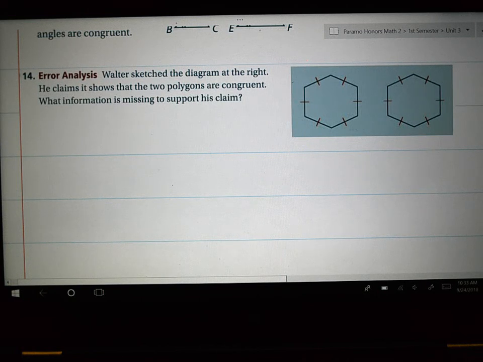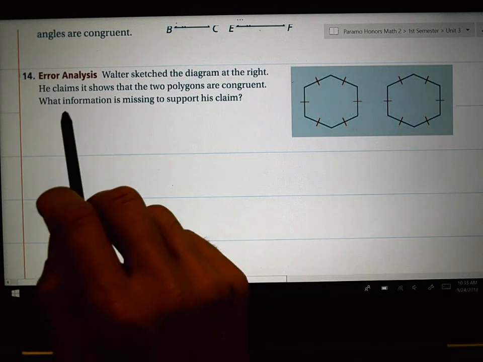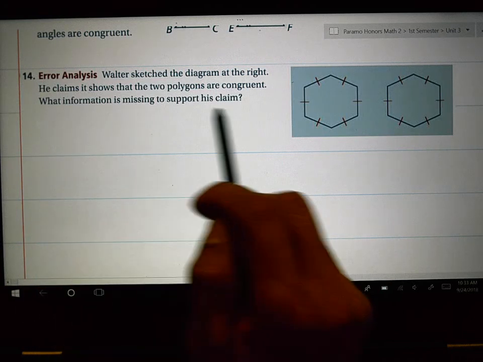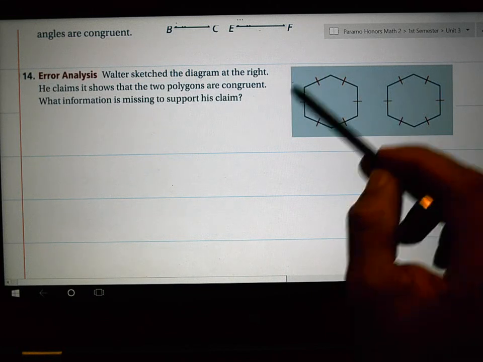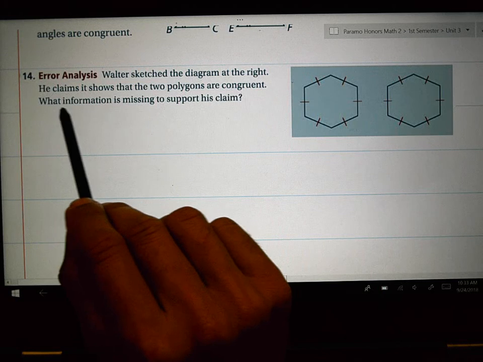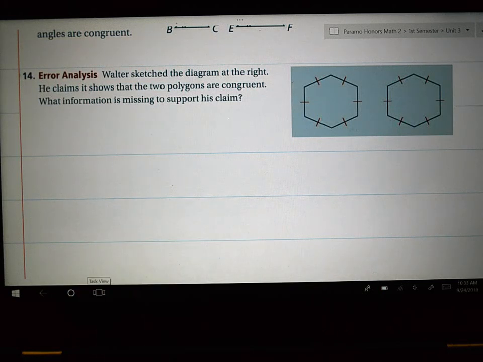Okay? Number 14. Walter sketched the diagram to the right. He claims that it shows that the two polygons are congruent. What information is missing to support his claim? He thinks this is congruent to this. But there must be some missing information. What else does he need to know in order for these to be congruent to each other?